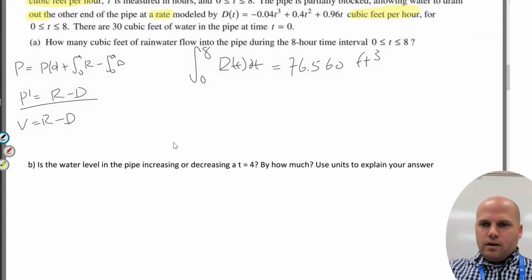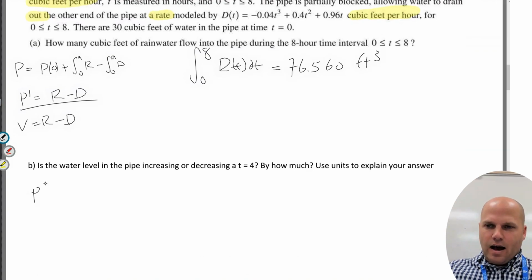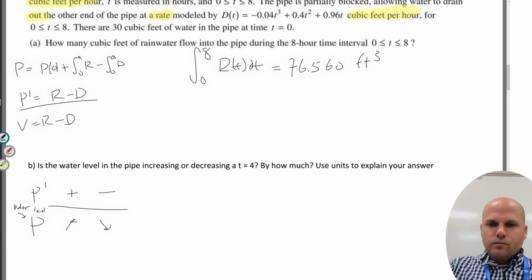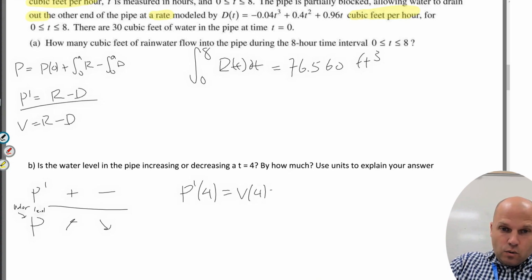And then here, B, this is important to understand, like what you have. You have derivatives. Is the water level in the pipe increasing or decreasing at 4? You're looking at how P prime is. Is P prime positive? Is P prime negative? If P prime is positive, that means the water level, which is your position of the situation, is increasing or decreasing. We want P prime of 4. Well, P prime is V, which is R minus D.